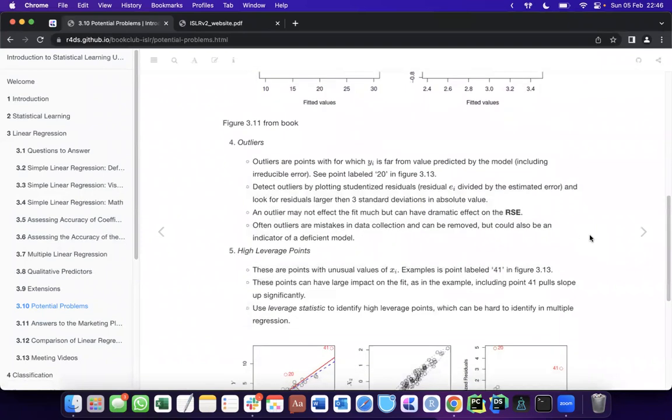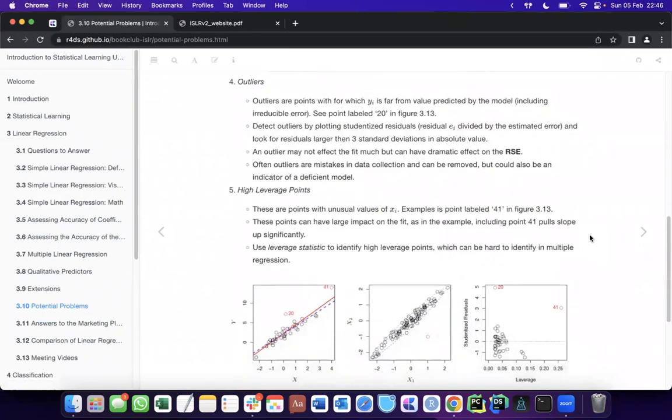And then we have two terms called outliers and high leverage points. They're basically the same thing, but on two different axes. Our outliers are points where our observed Y, our observed response, is far from what our model has predicted. We can detect these by plotting our residuals. And a rule of thumb is to look for them larger than 3 standard residuals.